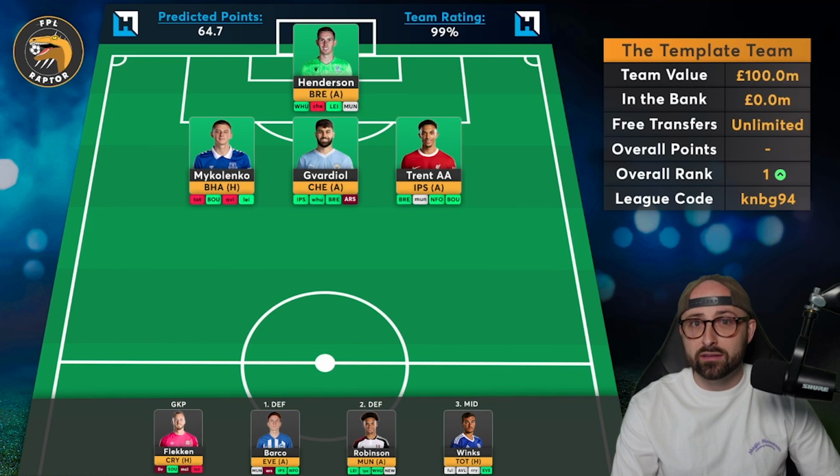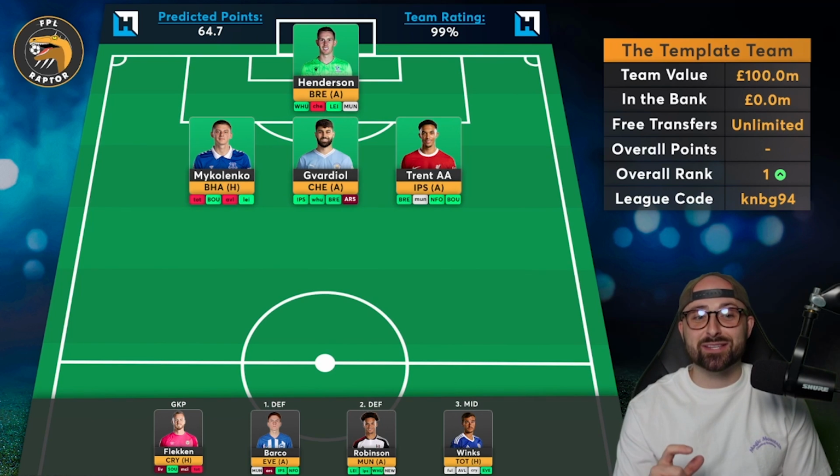Obviously, no Onana this year for Everton. He's obviously gone to Aston Villa. So let's see how Everton do. I don't mind Mykolenko. The pick that I absolutely love, and I didn't expect so many of you to love as well, is Anthony Robinson.